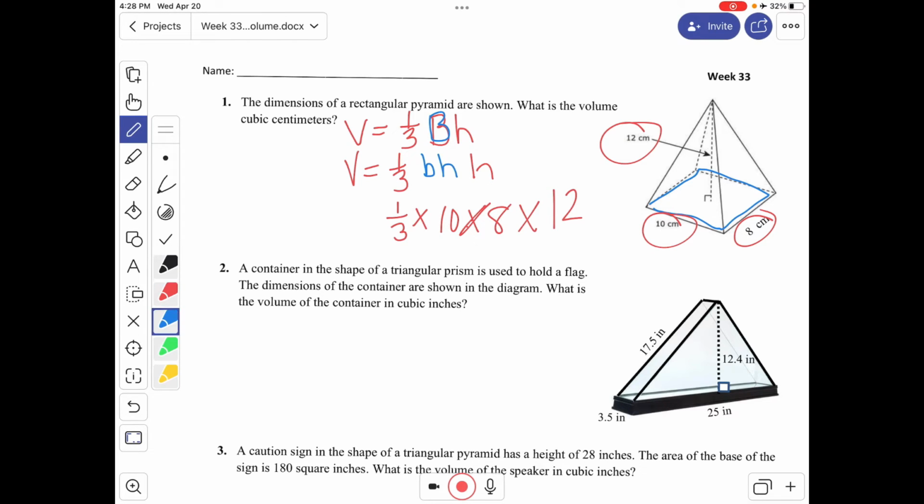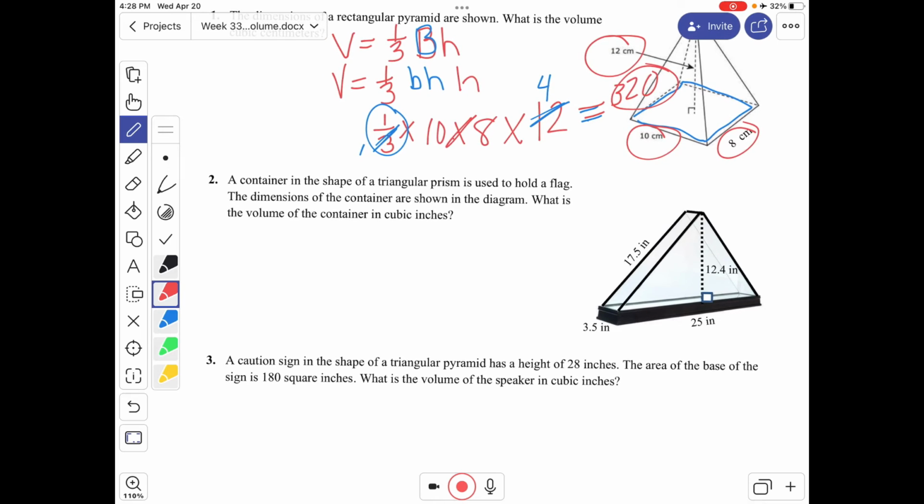Okay, before I start multiplying, I want to try to simplify if possible. Is there some number that I could find 1/3 of? Or 3 will go into 12 4 times. Now I just need to multiply 10 times 8 times 4, which is 320.